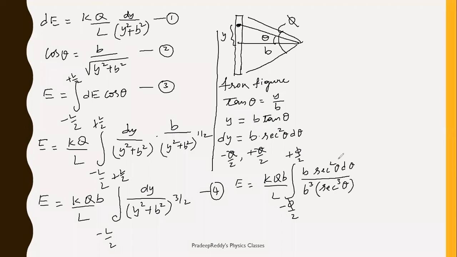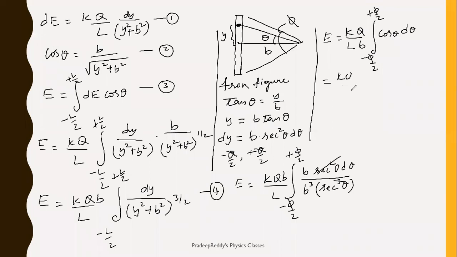Right? Now this secant square theta with secant cube theta gets cancelled, and b comes out over here. So E will be equal to K capital Q divided by L into b. B cube coming out, b coming out, so that gives you 1 by b. Integration limits are from minus pi by 2 to plus pi by 2. And here in the denominator there is a secant theta. 1 by secant theta is cos theta, cos theta d theta.